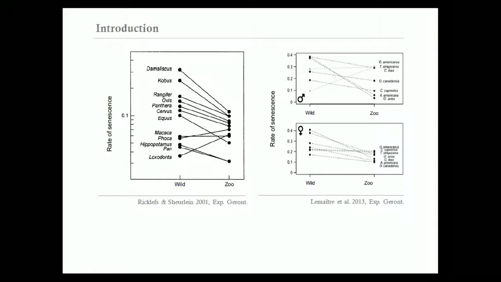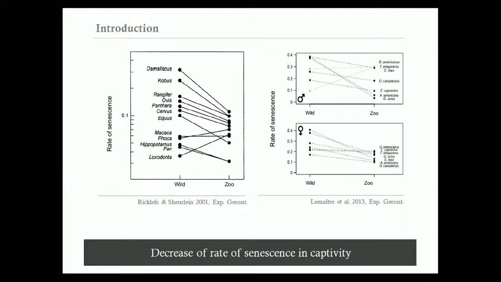To my knowledge, two studies have tried to compare captive and wild populations of mammals, and they both highlight a decrease of the rate of senescence in captivity. But they considered only the rate of senescence and not the onset, and they included fewer than 25 species.